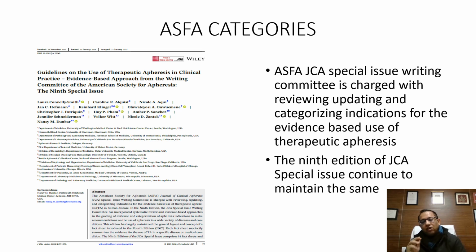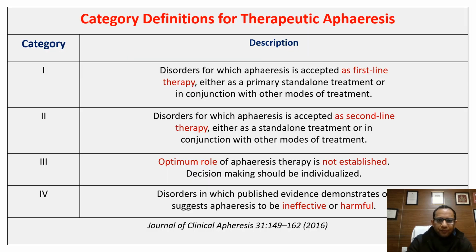Also, if you see, it will tell you what is the frequency of plasma exchange you're going to do, what is the rationale behind it, what is the exchange or the replacement fluid that you're going to give. It will tell you about the frequency of the procedure as well. So it is a very good ready reckoner, and it updates itself every 3 years or so. And this is the ninth edition, or the latest edition, of the ASFA guideline, that is the American Society for Apheresis guideline, and it is published in the JCA, or the Journal of Clinical Apheresis.